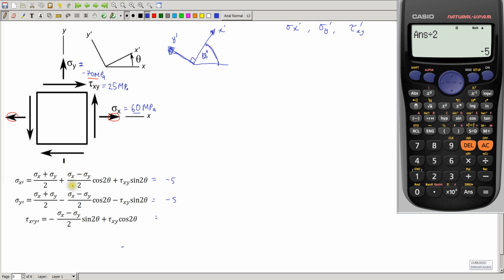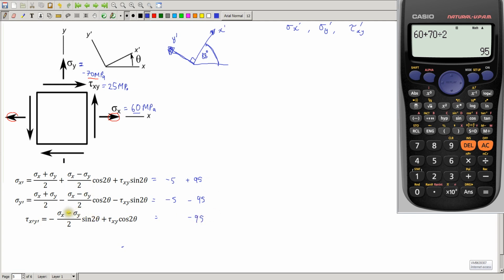And now let's work out this term here. So we've got 60, take away 70. So that would be plus 60 plus 70 divided by 2. So that would be plus 95 going in there. Right, so I've got a minus 95 going in there. And here we can see a minus 95 going in there.